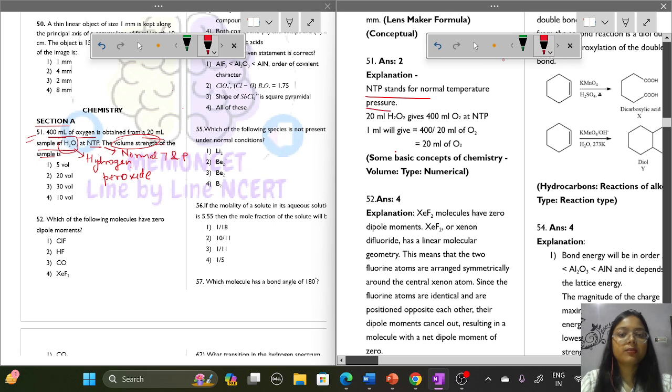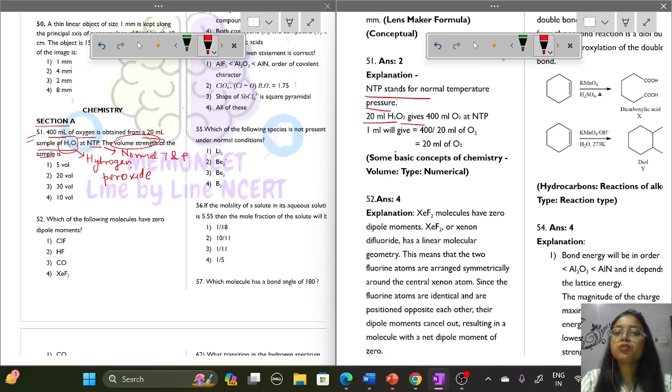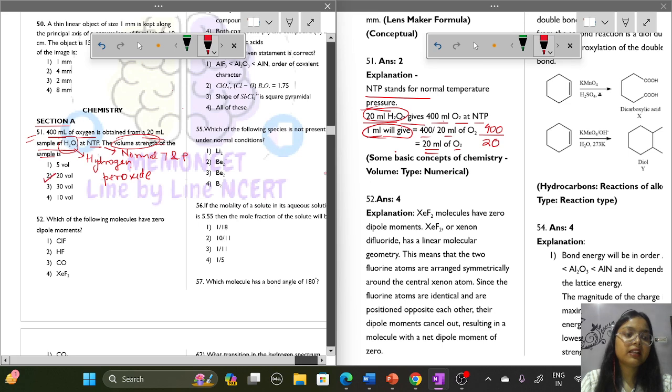NTP stands for normal temperature and pressure, we have discussed. So now 20 ml of H2O2 gives 400 ml of oxygen at NTP. Then what will 1 ml H2O2 give? 1 ml H2O2 will give 400 by 20 ml, which means that 20 ml of O2 will be formed. So what will be the answer? 20 ml. That is option number 2 will be the answer. Right?